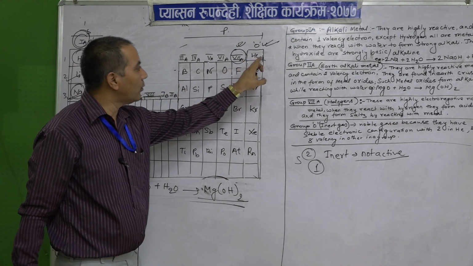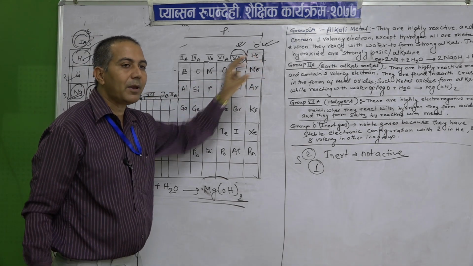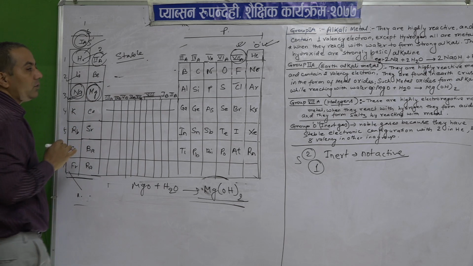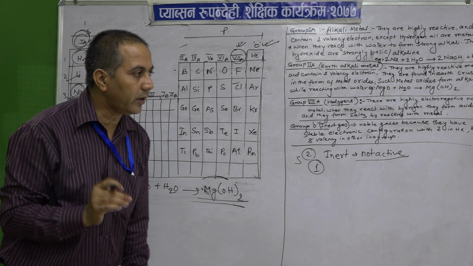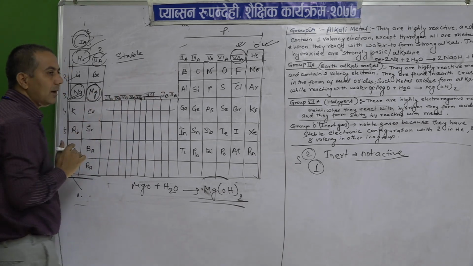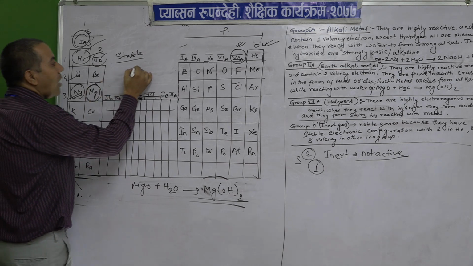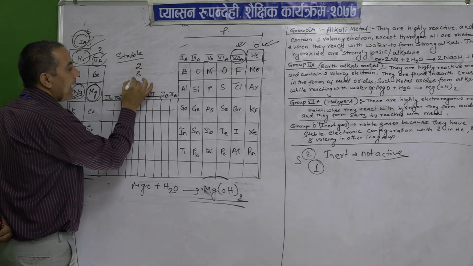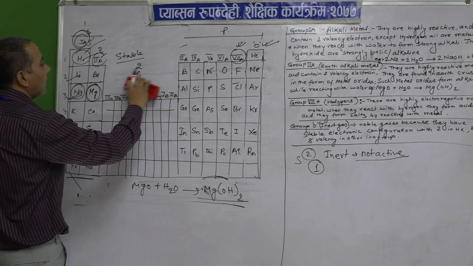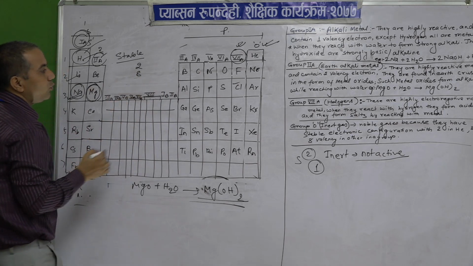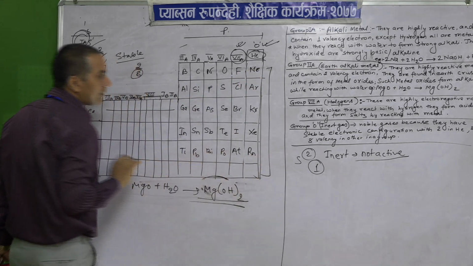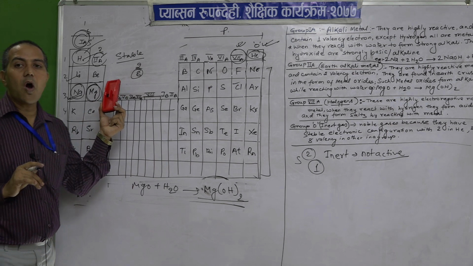So, these are the 0 group. Why are they called the 0 group? Because they are stable. Stable why? Because according to electronic configuration, for the stability of the atom, the outermost shell contains 8 electrons. They contain 2 in helium and 8 in all the others. Therefore, they are octet.